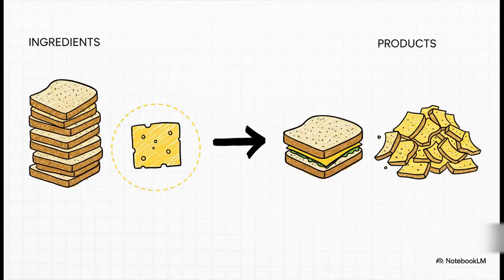Think about making sandwiches. If you've got 10 slices of bread but only 1 slice of cheese, that cheese is going to run out first, right? It limits how many sandwiches you can possibly make. It's the exact same thing in chemistry. The reactant that gets completely used up first is the limiting reagent. It's the bottleneck. It decides the absolute maximum amount of stuff you can make.